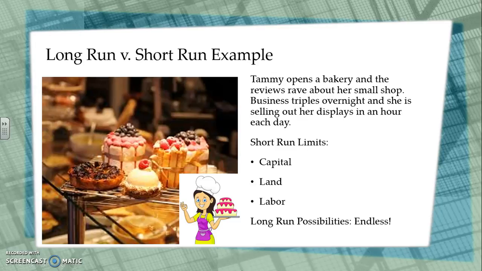However, in the long run, the possibilities that Tammy has are very endless. She could double the size of her bakery, she could hire additional workers, she could get suppliers who could supply her more frequently. So in the long run, she does not face certain limits that she faces in the short run. Tammy works in a very competitive industry, that's the bakery industry. There's lots and lots of competitors offering a variety of different products.